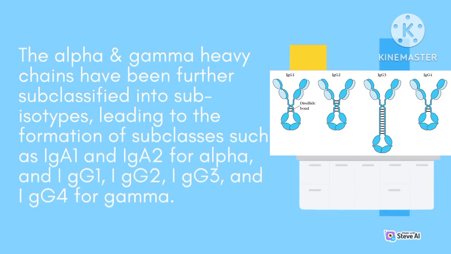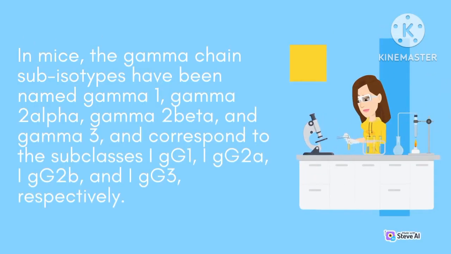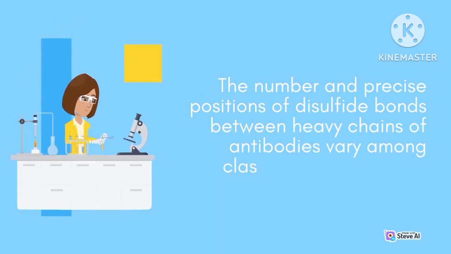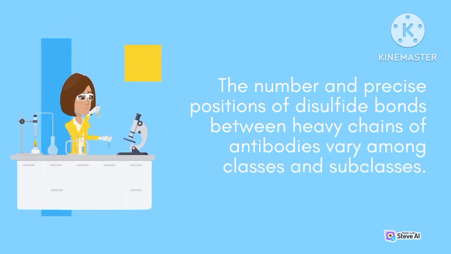The alpha and gamma heavy chains have been further subclassified into subisotypes, leading to the formation of subclasses such as IgA1 and IgA2 for alpha, and IgG1, IgG2, IgG3, and IgG4 for gamma. In mice, the gamma chain subisotypes have been named gamma1, gamma2 alpha, gamma2 beta, and gamma3, and correspond to the subclasses IgG1, IgG2A, IgG2B, and IgG3, respectively. The number and precise positions of disulfide bonds between heavy chains of antibodies vary among classes and subclasses.